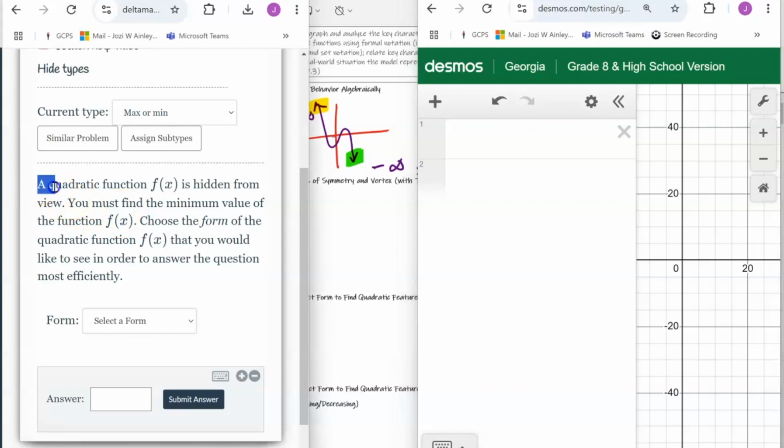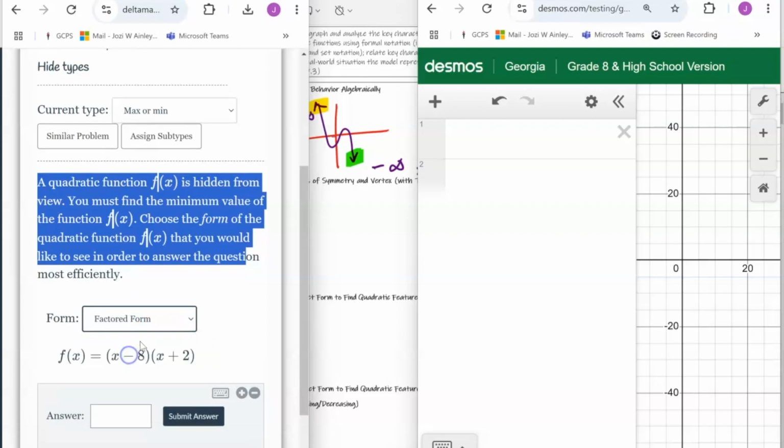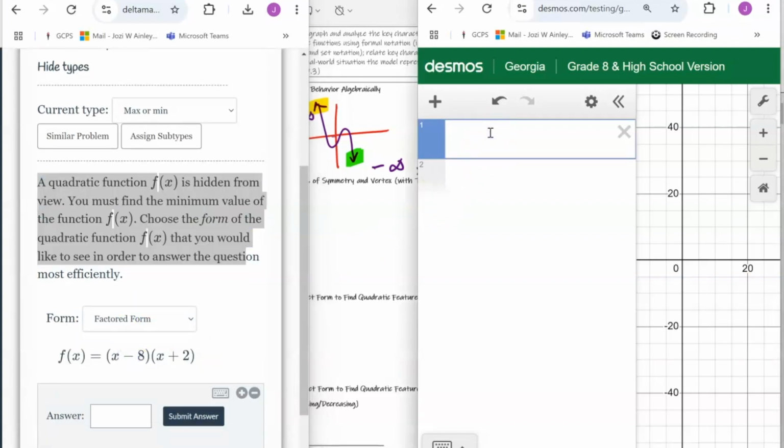So it says it's going to be hidden from my view, and I have shown you how to do it by hand, but right now I'm doing it by calculator. So the form doesn't matter, because whatever form it is, I'm just going to put it in the calculator and look. If you remember how to do it by hand, that's fine. But if you don't, you're just going to type it right into the calculator.